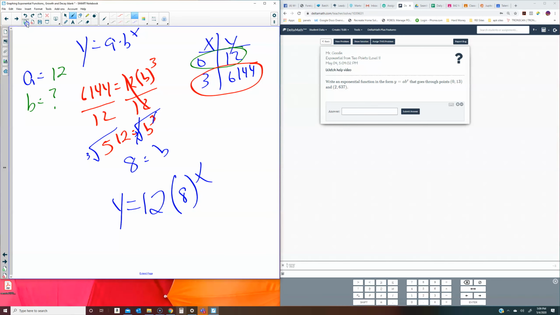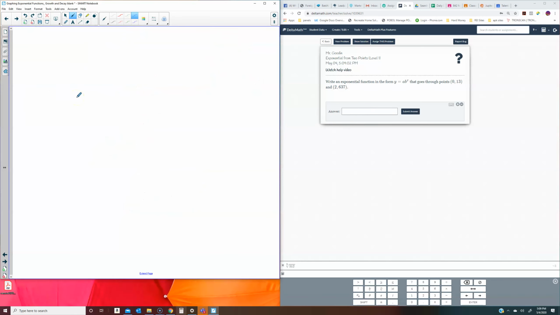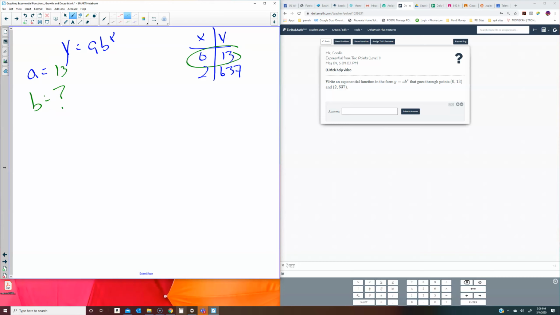All right. So again, same thing. We wind up with y is equal to a b to the x power. They give us these points, x and y, which is 0, 13, our initial value, and 2, 637. So remember we got our a, which is right here, given to us, 13. Our b, we don't know. We've got to figure that out.